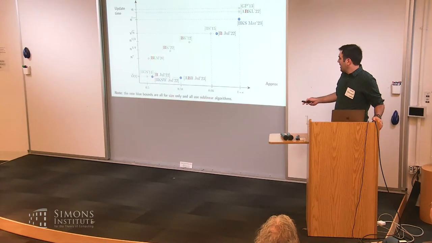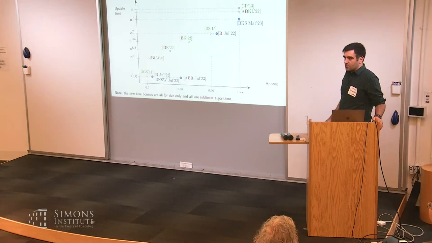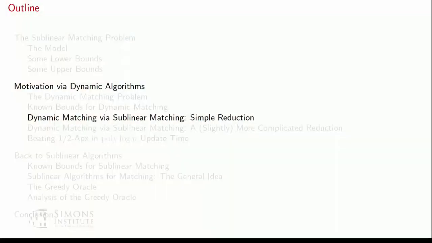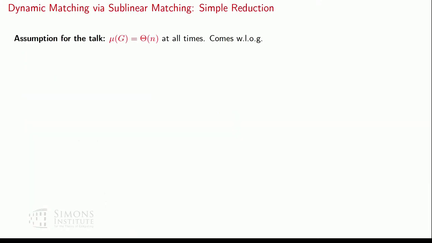Yeah, as I said, these bounds are all for the size version, and also they all use sublinear time algorithms, crucially. So I'll tell you why sublinear time algorithms are useful for designing dynamic algorithms. There's a simple reduction, and there's a slightly more complicated one. So I'll start with the simple reduction.